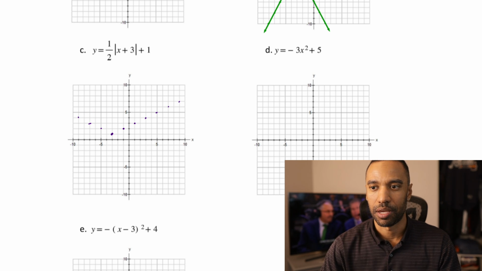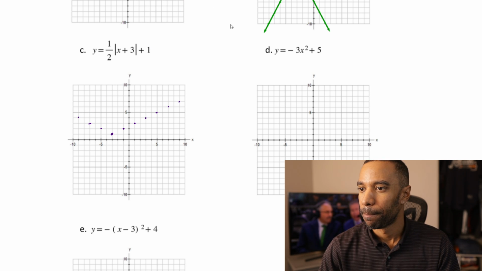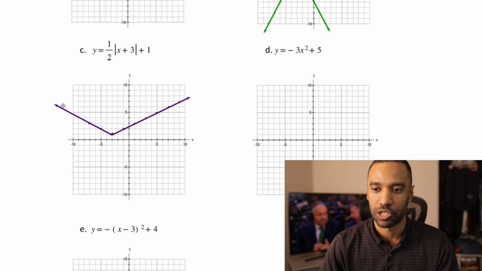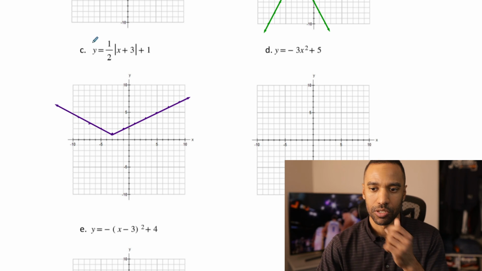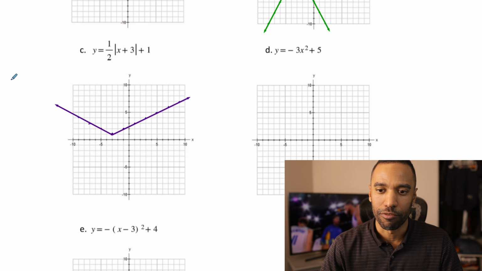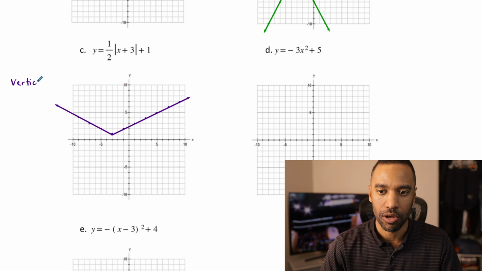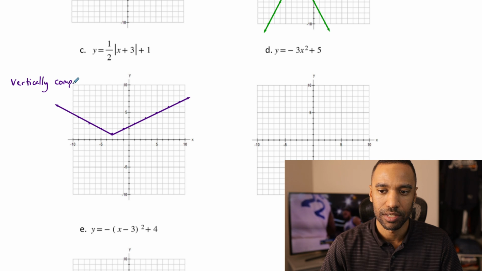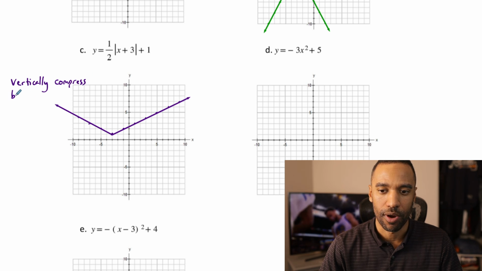No tables, please. So this absolute value graph goes upward in that fashion, starting from -3, 1. Every point is in relation to the vertex that I had there. So we vertically compress this graph. Also, another word is vertically shrink. We vertically compress by a factor of 1/2.